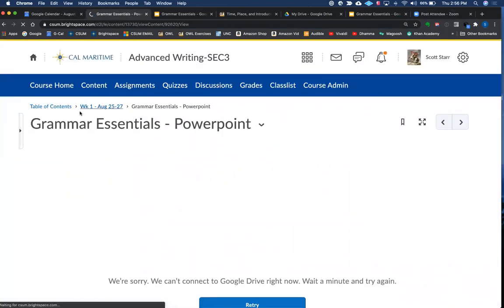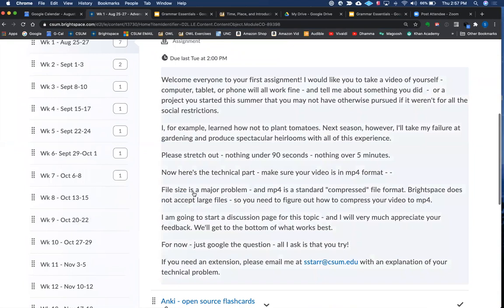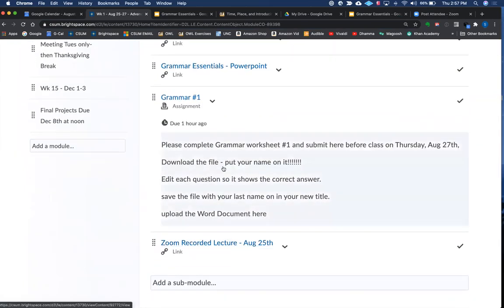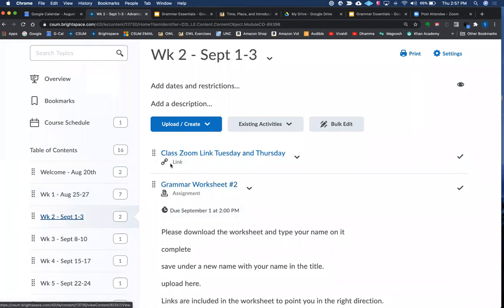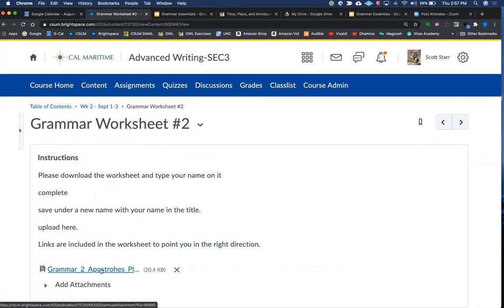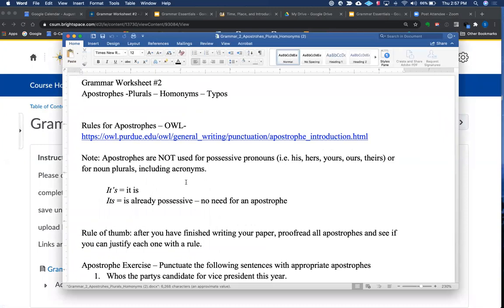So if we go back to, there we go. Okay, so down here we had week 2 is now up, which is on Tuesday. So that's how you join class. And then here is grammar worksheet number 2. So all we're going to do there is download this. And the links on this page are the rules for all of these things.